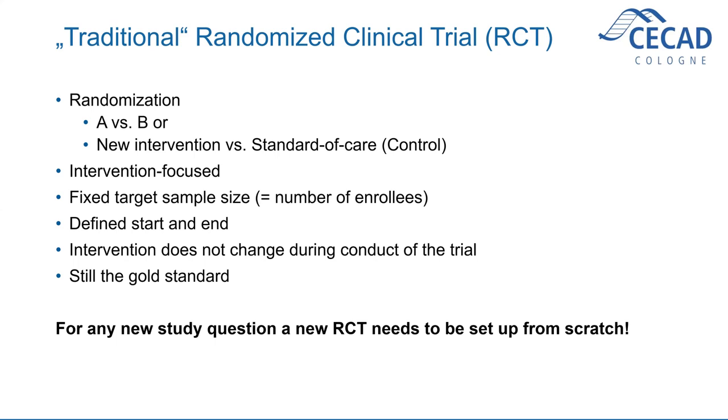So in a randomized clinical trial, RCT, which I'll dub traditional, there is randomization. So it's either A versus B, some new intervention versus standard of care. There can also be multiple arms, not just A and B, but A, B, C, or D. This kind of trial is intervention focused. There is a fixed, so that means a set target sample size, so the number of enrollees. There is a defined start and end. And most importantly, the intervention does not change during the conduct of the trial. This is basically unchanged, still the gold standard to conduct a clinical trial, a randomized clinical trial.